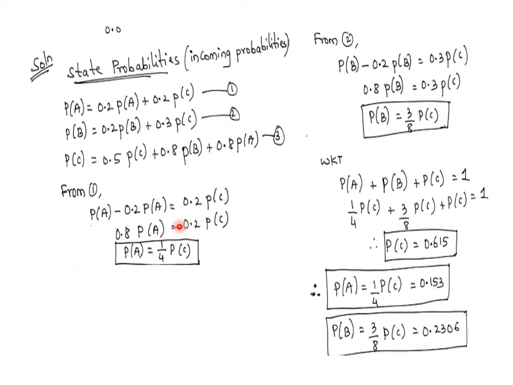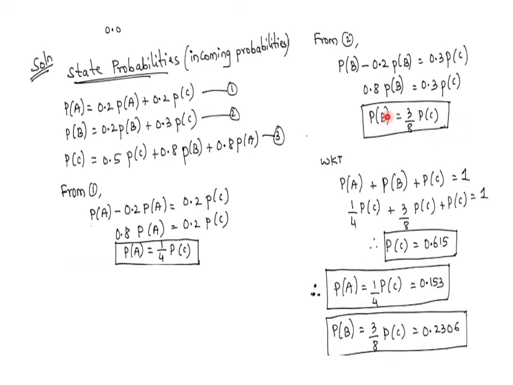So consider equation 1. We can write P of A minus 0.2 P of A is equal to 0.2 P of C. So on simplifying, we get P of A as 1 by 4 times P of C. Similarly, consider equation 2. We can write P of B minus 0.2 P of B equals 0.3 P of C. So this 0.2 P of B is taken on the left hand side. Therefore, we get P of B as 3 by 8 P of C.